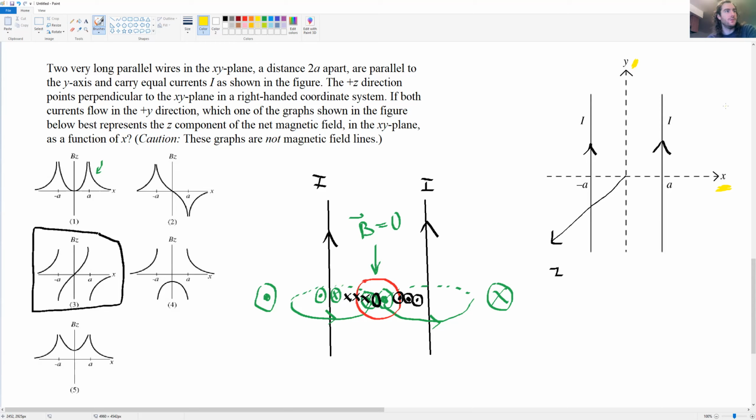That's maybe something you might not have noticed, but all throughout your math career, that has been true because we always use right-handed coordinate systems.